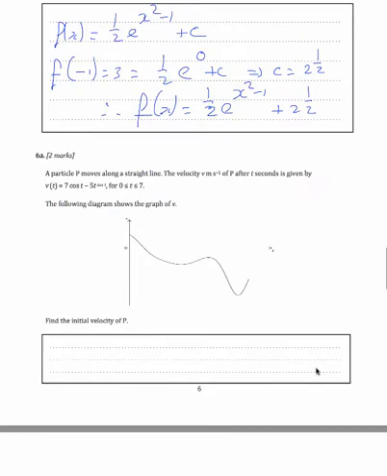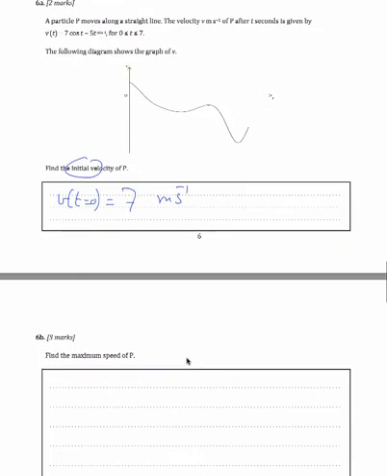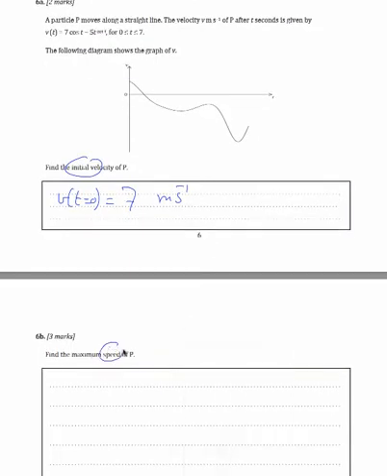Question 6. We're cruising here. Whoa, this is ugly. A velocity is given by 7 cos t minus 5t to the power of cos t for the first 7 seconds. Find the initial value. That means when t is equal to 0. Well, cosine of 0 is 1, so 7, and 0 to the 1, well, that's 0, so it is 7 meters per second. Find the maximum speed.